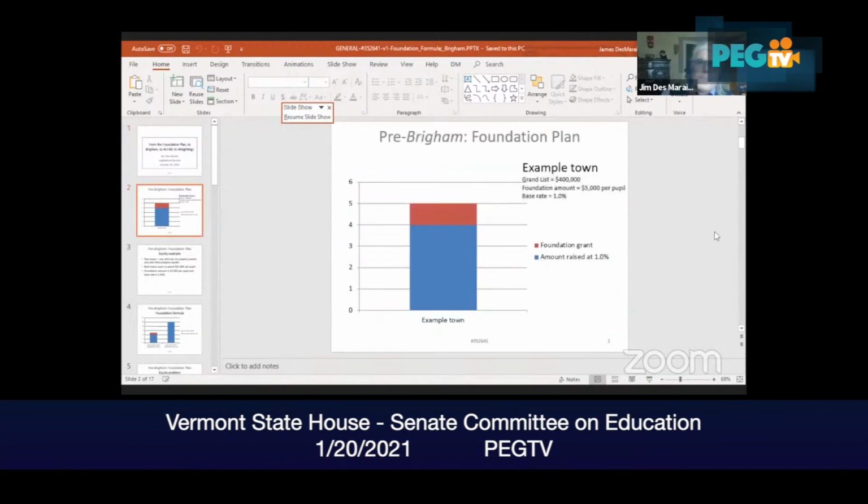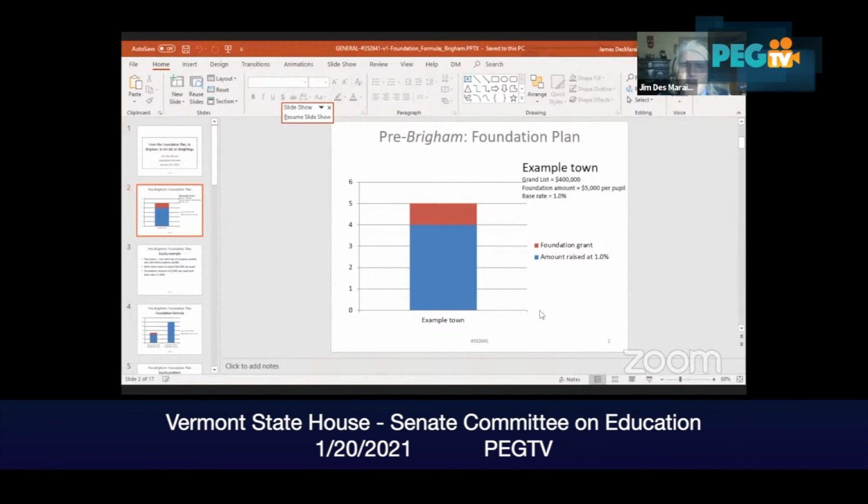So starting with what was happening before Brigham. Before Brigham, there was the foundation plan. These slides here are borrowed from a presentation that Peter Griffin gave when he was a tax attorney here, so I'll give credit to him for these first few slides. What would happen is the state set a foundation amount, in this example $5,000 per pupil, and it set a base rate, in this example 1%. And in this example, we have a town with a very small grand list, just an example of $400,000.